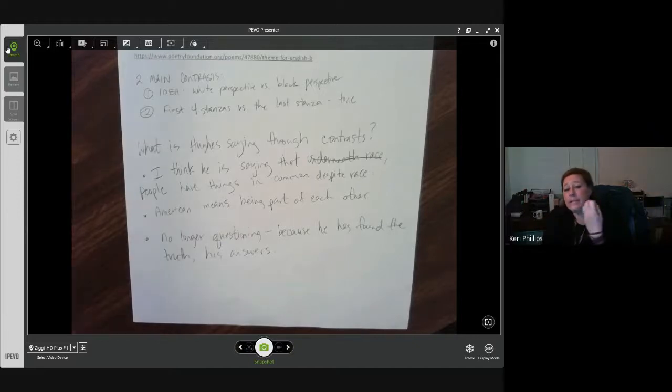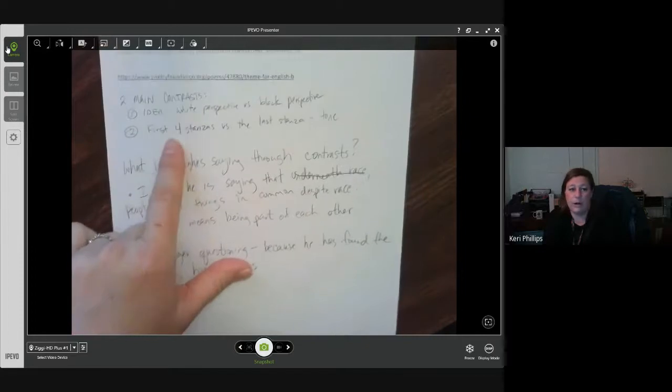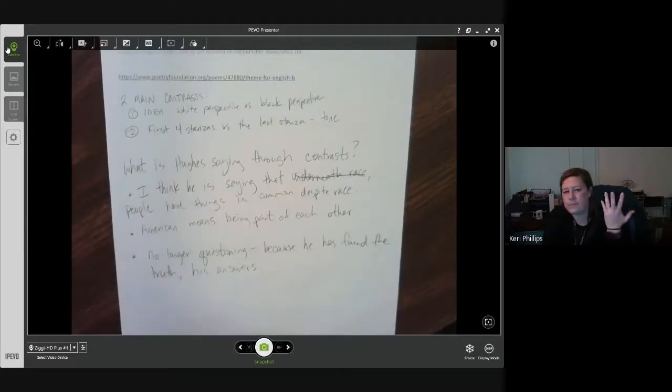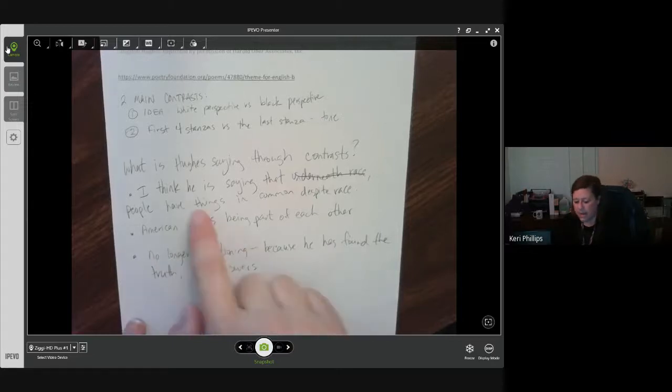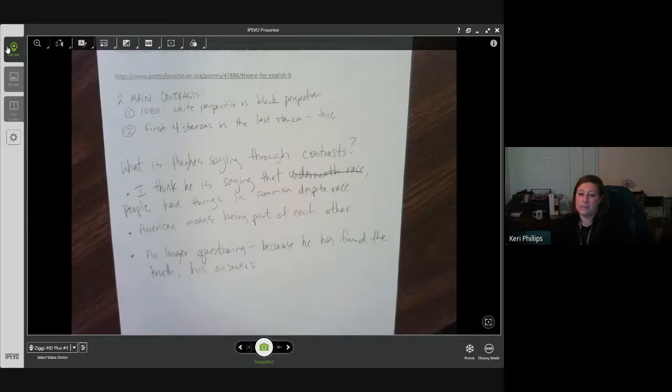But instead, we wanted to identify specifically the contrasts, and I found two here. And are there more? Perhaps. This is just what I focused on. And then, based on those two contrasts, what is Hughes really saying about some theme for life? Did I identify what he is exactly saying? No, I haven't landed on just one thing, but I found a few things that he seems to be saying.